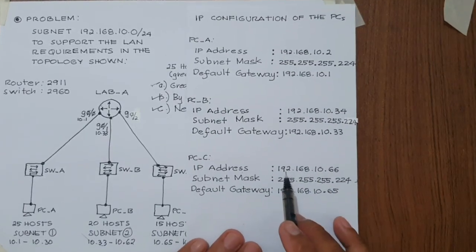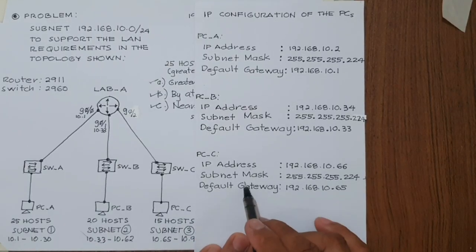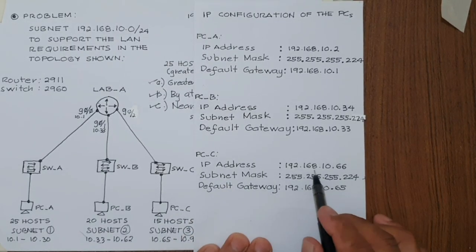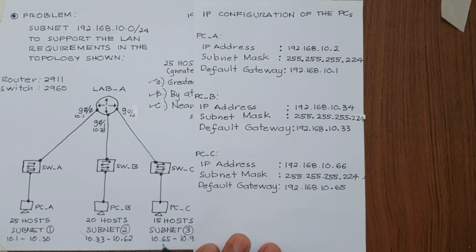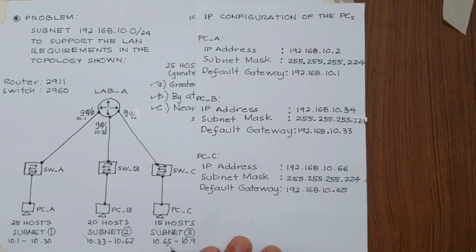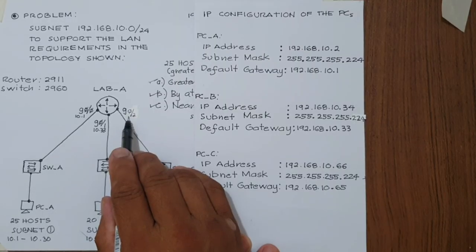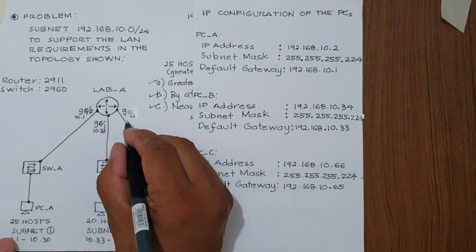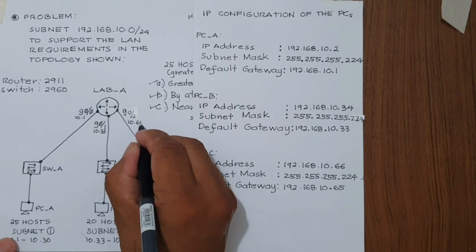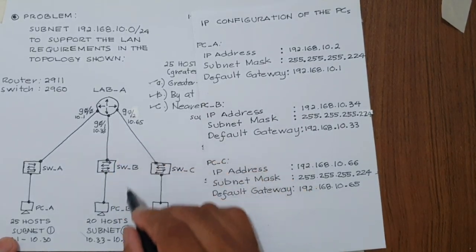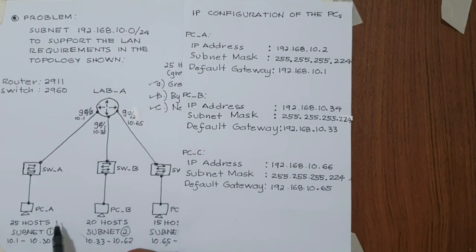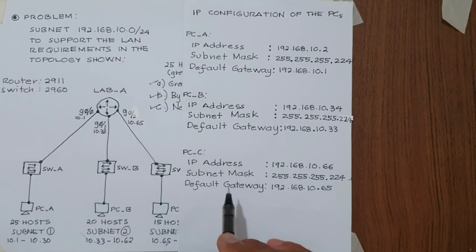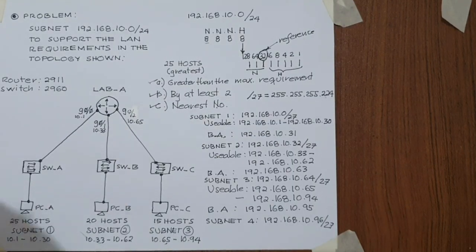Okay, for this PCC here, we configure this with this IP address 10.66, which actually comes here within this range. We use 10.65, the first usable, for the default gateway. So later, we will be configuring G0/2 with 10.65. This is the default gateway of all the computers in this local area network. So that's how we configure the PCs. Okay, we are now ready to configure the router.